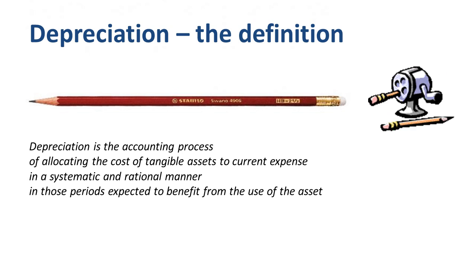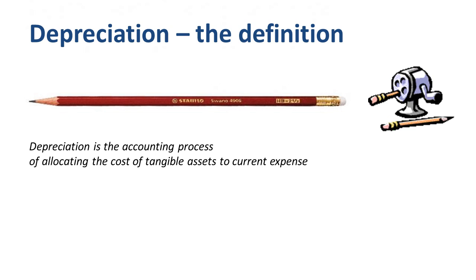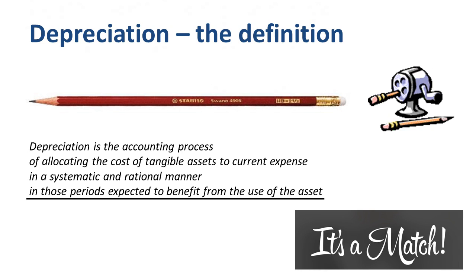Let me read that to you again to let it sink in. Depreciation is the accounting process of allocating the cost of tangible assets to current expense in a systematic and rational manner in those periods expected to benefit from the use of the asset. That last part of the sentence, in those periods expected to benefit from the use of the asset, is called the matching principle. Expenses should be recorded during the period in which they are incurred.